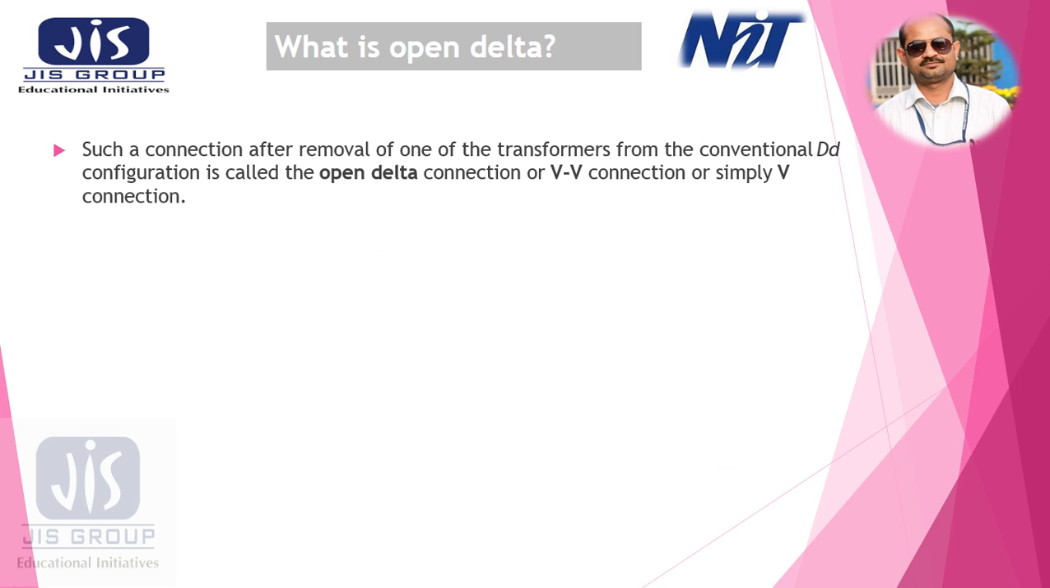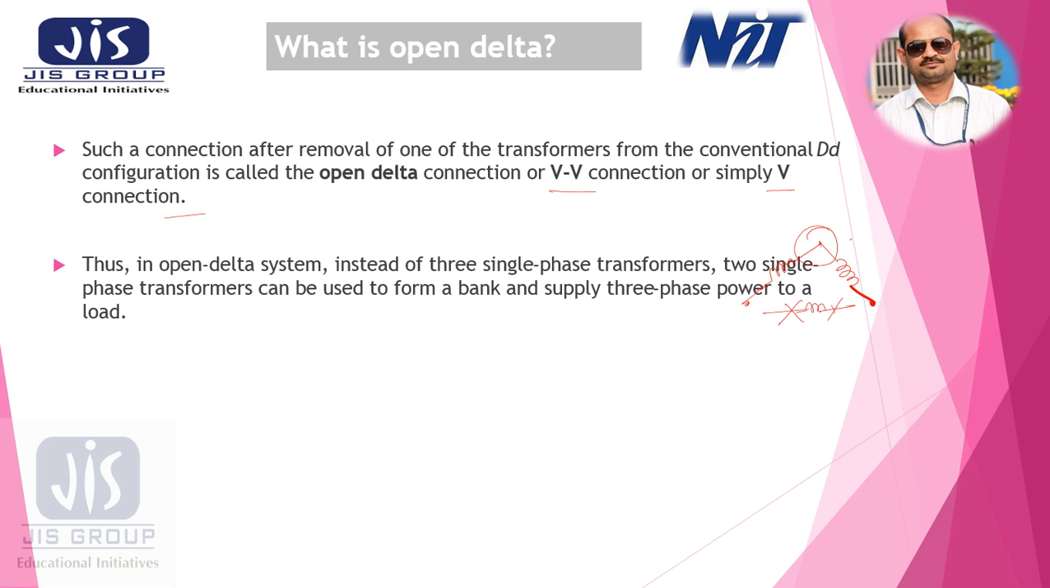Okay, and this configuration, the connection after removing one transformer from the delta-delta connection, this DD configuration is known as open delta connection. This is also known as VV connection or V connection.